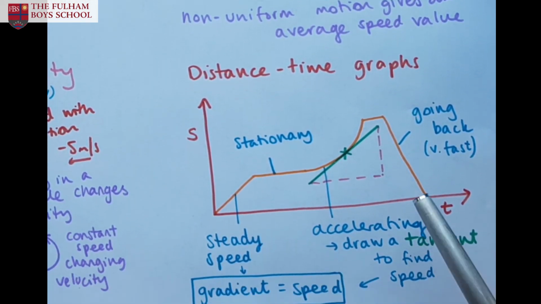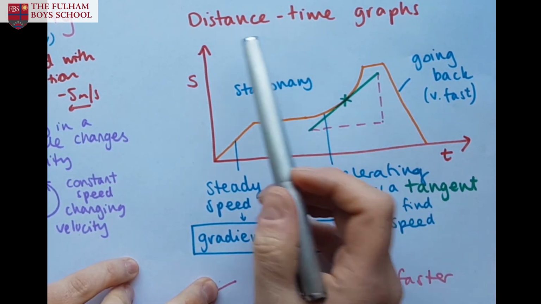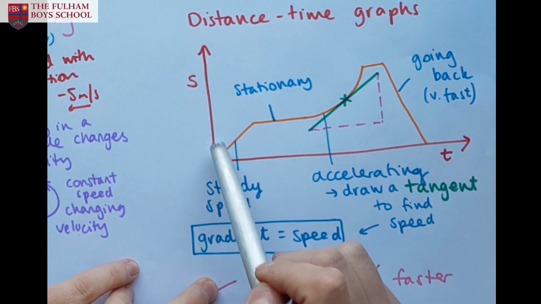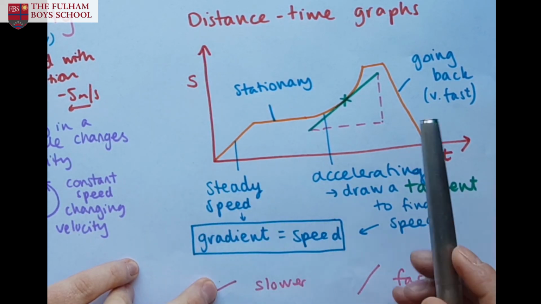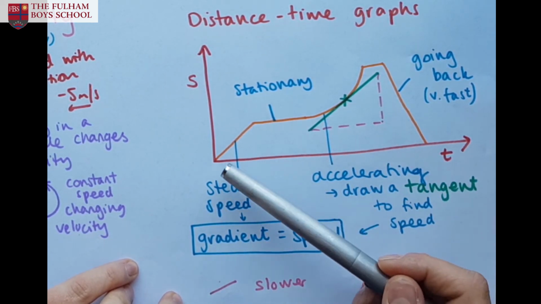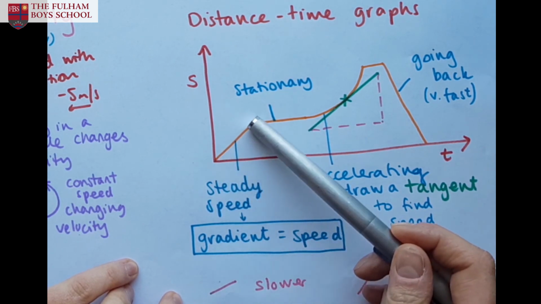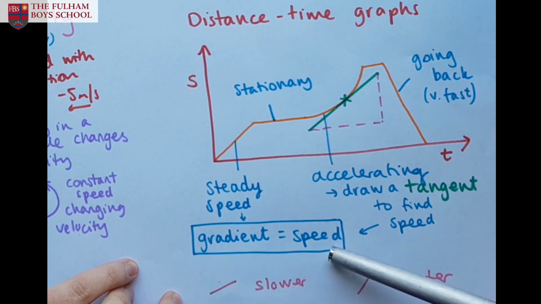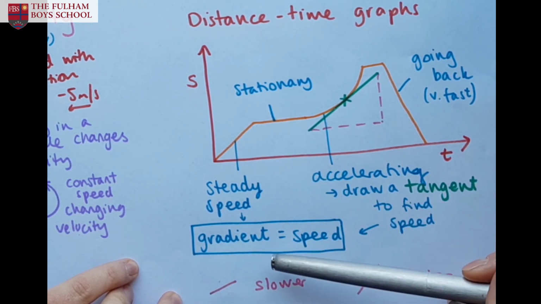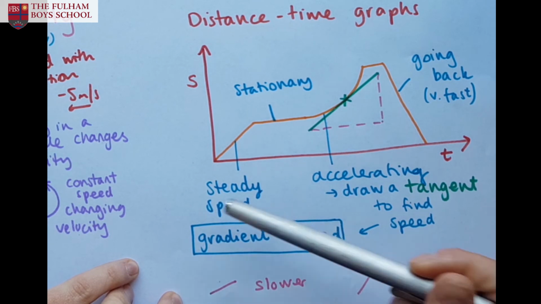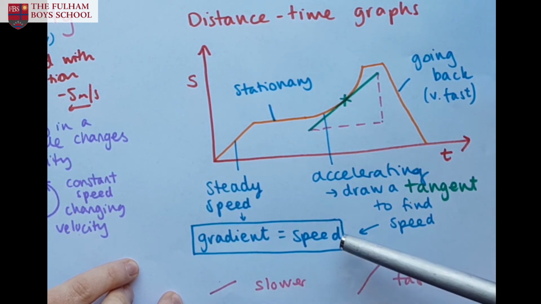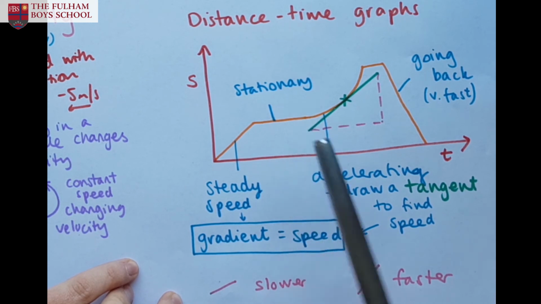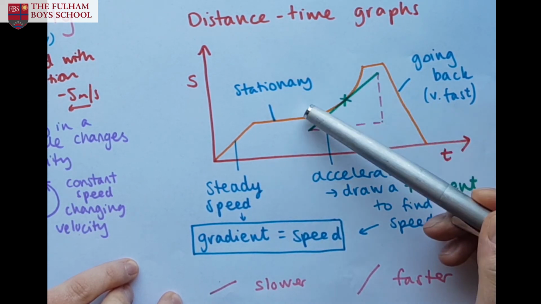You need to be able to interpret and draw distance time graphs. So on distance time graphs, we put time along the x-axis, distance or S along the y-axis. This graph here shows this initial section is a steady speed. When you've got a steady speed, you can calculate the gradient of that, and that will give you the speed. So the gradient of a distance time graph tells you the speed. A flat section here means it's stationary. The curve here means acceleration.